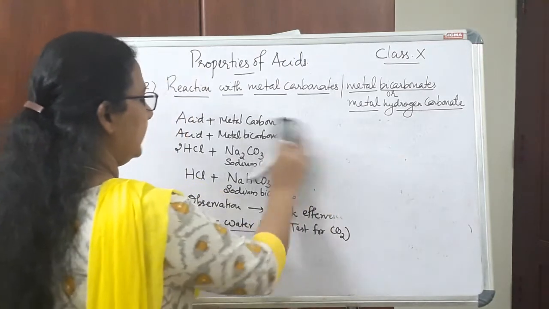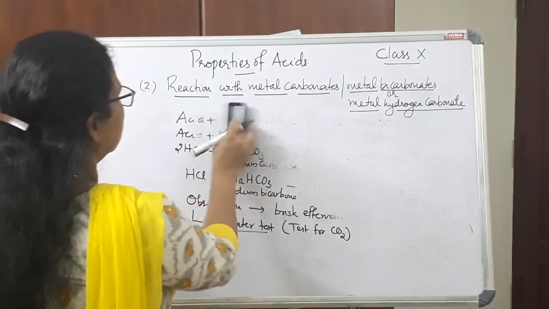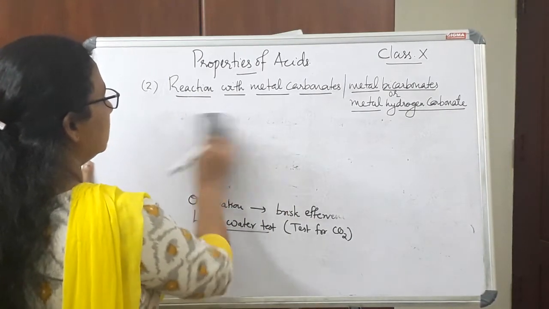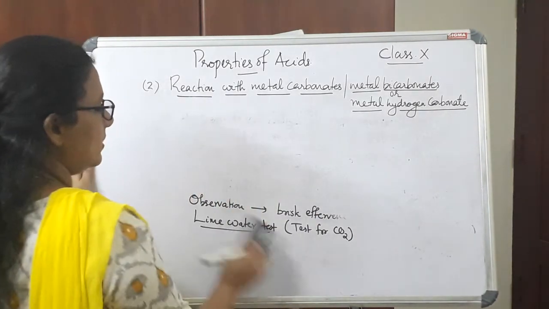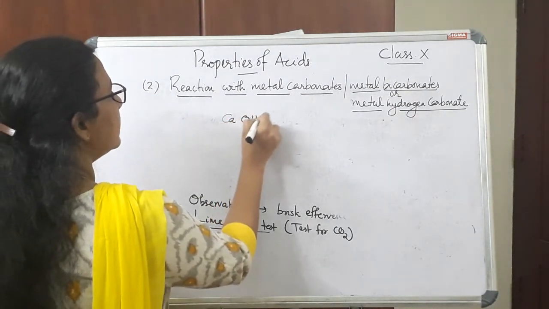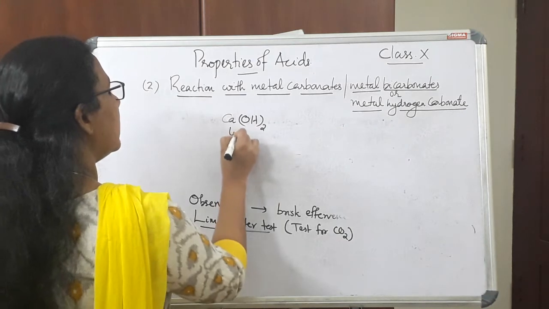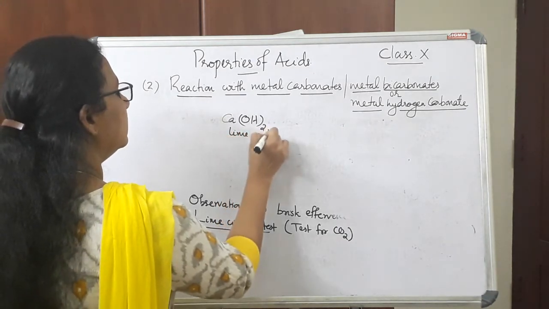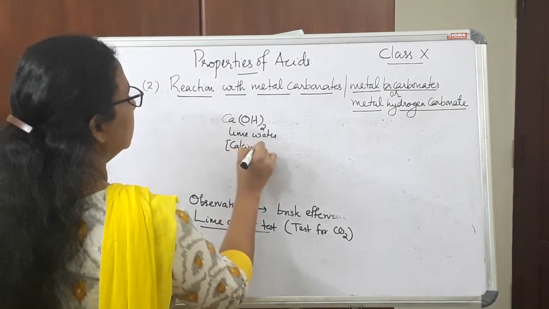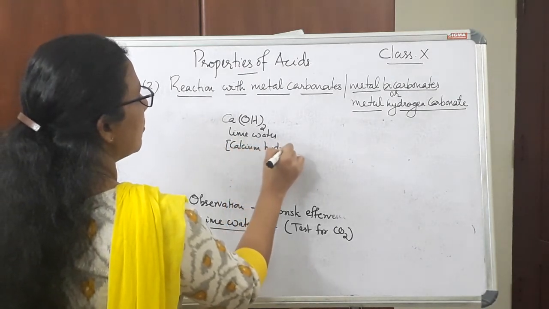So the lime water test uses lime water. What is lime water? Lime water is calcium hydroxide, Ca(OH)2. So this is lime water. The chemical name is calcium hydroxide.